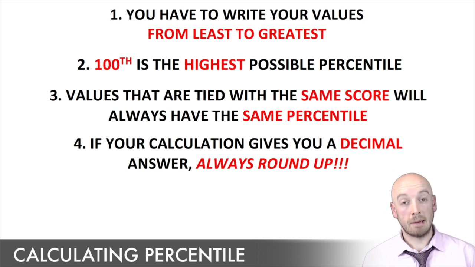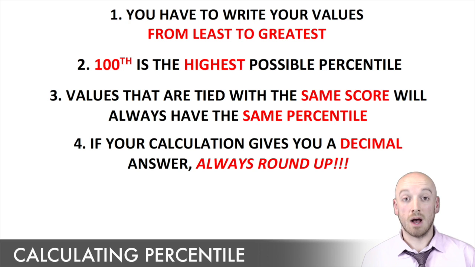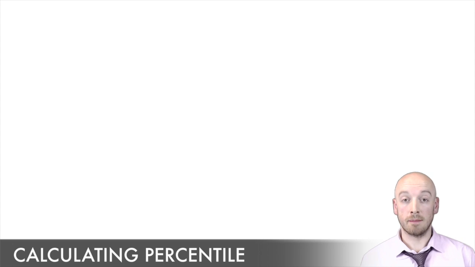Fourth, when calculating percentile using the formula, if your answer has a decimal in it, even if that decimal is really small, like 0.1 or 0.01, we always round up to the next integer. So anything you get with a decimal in it, you round it up to the next number. And this obviously goes against everything that we've learned until now about rounding numbers. But we're going to follow that rounding up rule whenever we use this formula. Now let's take a look at this formula.